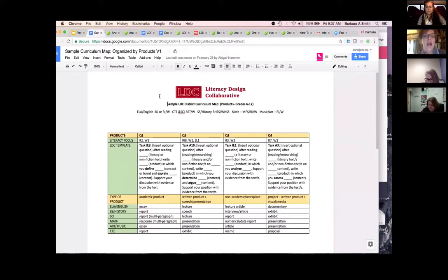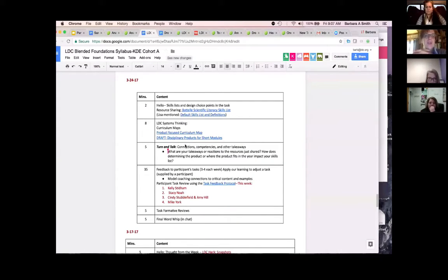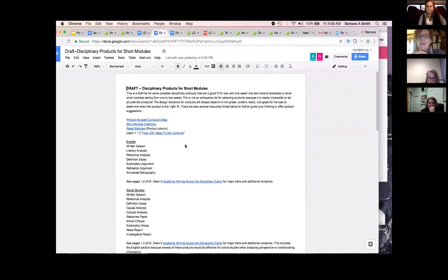The thing that we put on the syllabus is a link to the product focus map and also this draft of disciplinary products for short modules. I get a little nervous sometimes when folks ask for lists, but we know that lists are also helpful. So Kimba's put this together, and she'll talk about it in just a moment, with a couple of resources that, as folks are thinking about a shorter module or a longer module, make sense to me. If I'm using a longer module for a specific purpose, I can see perhaps a research paper or a longer product, but how do I keep the rigor that I want in a short module?